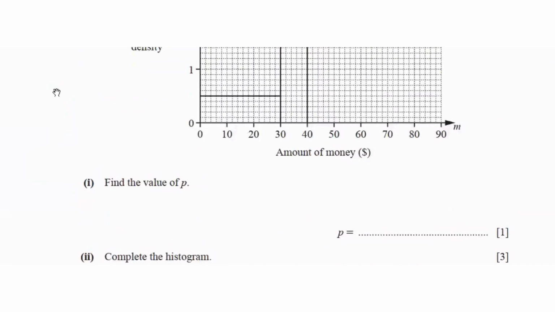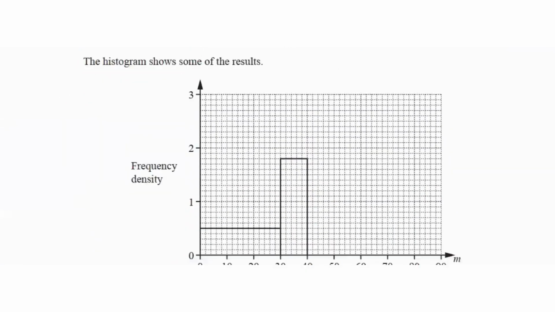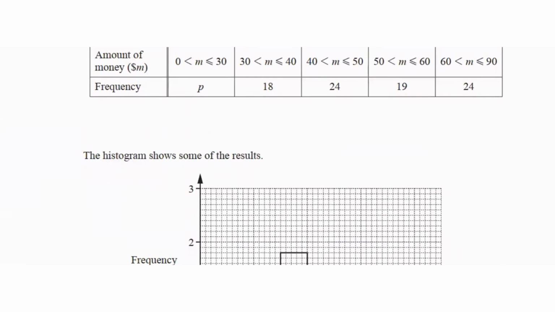Then it says complete the histogram. So let's find the frequency density for each class interval. So for 30 to 40 is already made. So we need to do the last three ones. So for 40 to 50, frequency density is going to be 24 over 10, which is 2.4. Then next one is going to be 19 over 10, which is 1.9. And the third one is 24 over 30, which is going to equal 0.8.